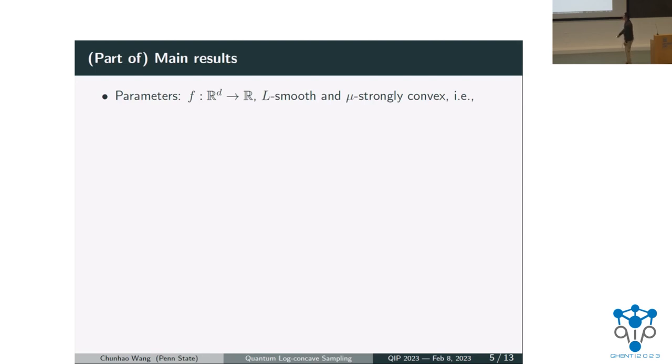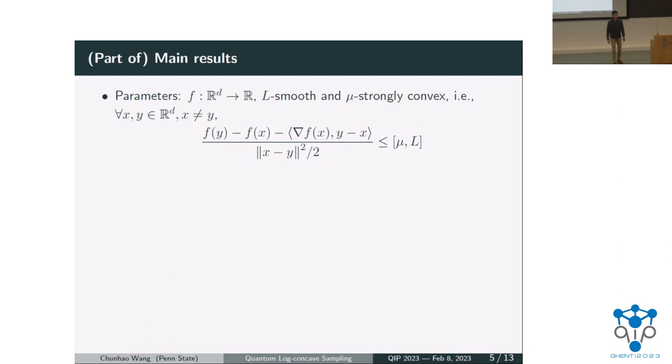Before I talk about the main result, let me tell you about the parameters of this problem. Again, this function f is a convex function. It maps a d-dimensional point to a real number, so d is the dimension. We also assume this convex function is L-smooth and mu-strongly convex. That means the second-order derivative is upper bounded by L and lower bounded by mu. We use kappa to denote the condition number, which is L over mu. So the two most important parameters are d, the dimension, and kappa.